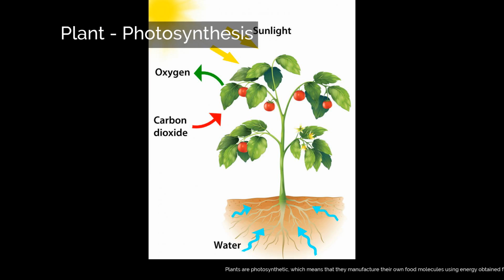Plants are photosynthetic, which means that they manufacture their own food molecules using energy obtained from light. The primary mechanism plants have for capturing light energy is the pigment chlorophyll. All green plants contain two forms of chlorophyll, chlorophyll A and chlorophyll B. The latter of these pigments is not found in red or brown algae.